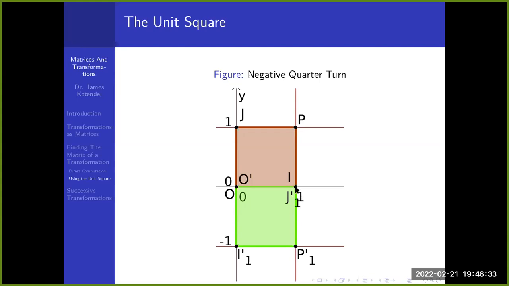And now you see J here, which is (0, 1), is mapped onto (1, 0). And then I here, which was (1, 0), is mapped onto (0, -1). So we only need the images of those two to get the matrix of transformation. We don't need the image of this other vertex to get the matrix of the transformation.